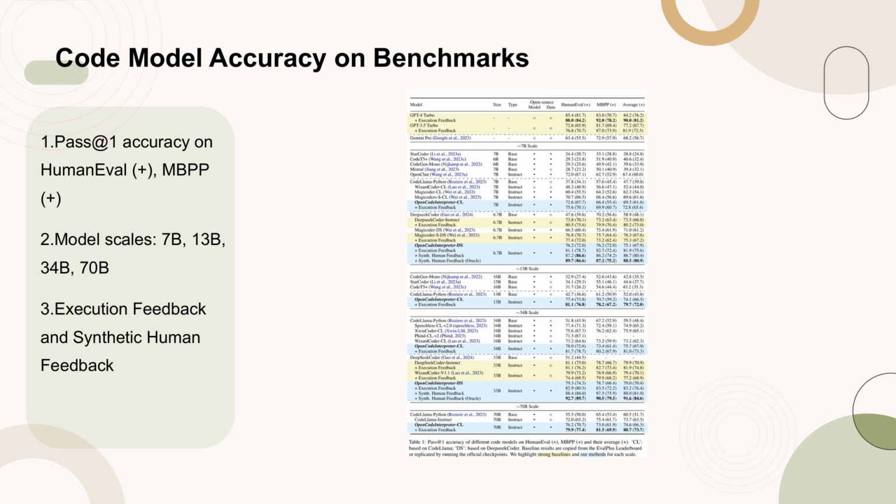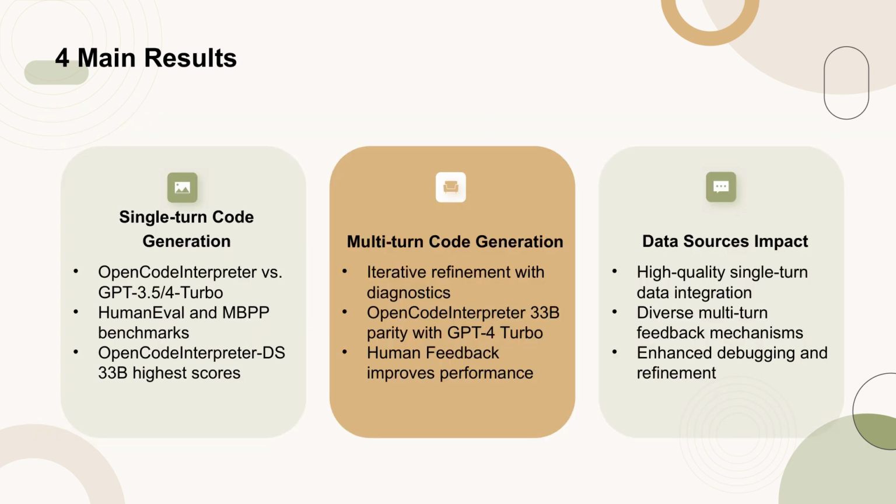The key metrics include the accuracy of single-turn code generation and the impact of execution feedback and synthetic human feedback on model performance. In the single-turn code generation setting, OpenCodeInterpreter is compared against premier models like GPT 3.5/4 Turbo, CodeLlama Python, and others on HumanEval and MBPP benchmarks. The OpenCodeInterpreter DS33B variant achieves the highest scores among open-source models.